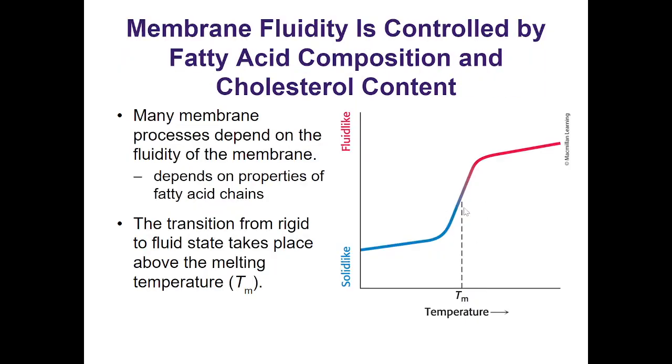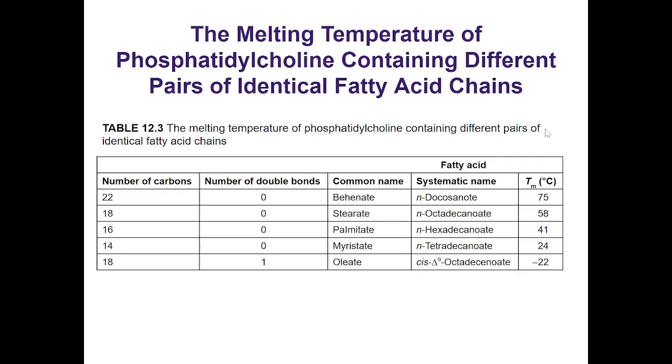Okay, what temperature do you think we normally want to be in this area right here, by the way? Like a physiological temperature-ish, right? Yeah. We obviously wouldn't want to be either of these, right? So the melting temperature of phosphatidylcholine containing different pairs of identical fatty acid chains is represented down here. And we can test sort of what would happen if we have these different cases.